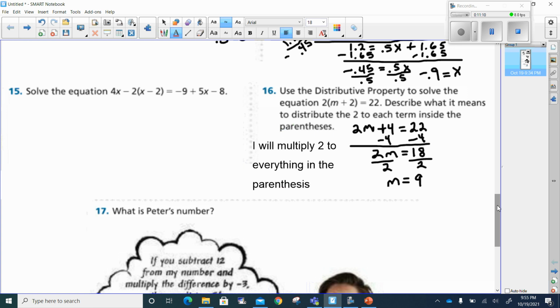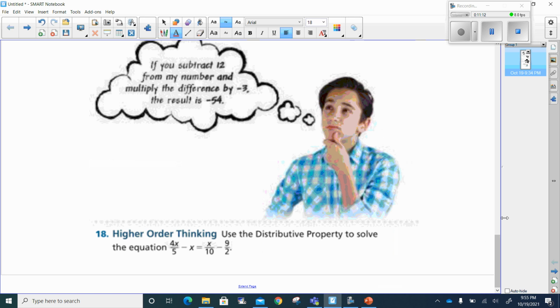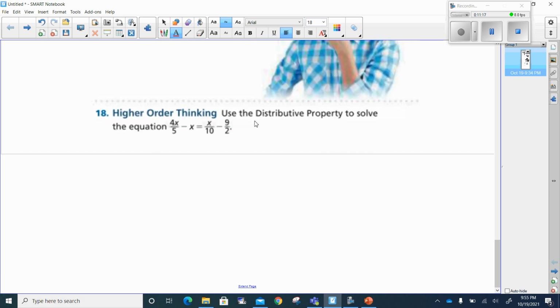Number 17 is yours to do, which means number 18 is mine. Oh, I was really hoping to get over on that one. All right. Use the distributive property to solve the equation. All right. If I do this, I see that I have, oh boy, this is going to be a whopper. Use the distributive property to solve this equation.